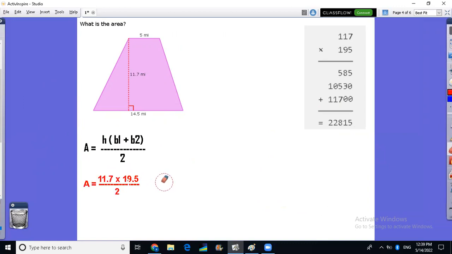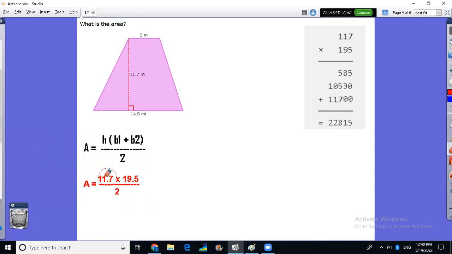Here is the first step. h is what? 11.7. Here is the height. Good. What are the two bases together? 14.5 plus 5 is 19.5. 14 and 5 is 19, and there is a half, so 19 and a half. And then at the end, over 2.